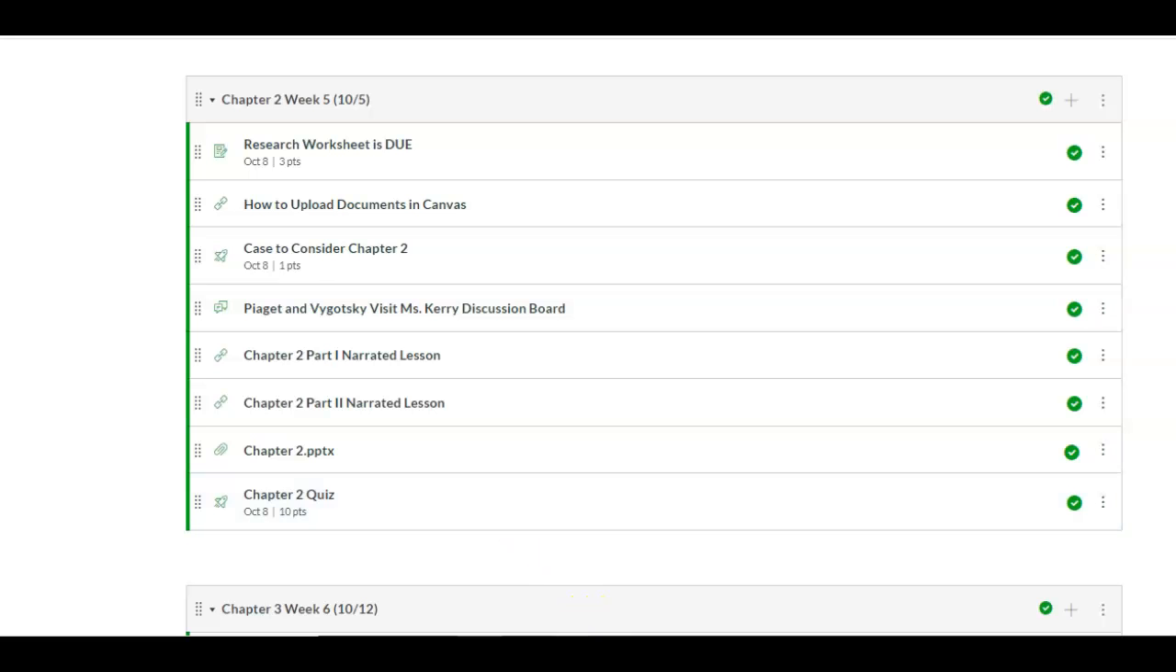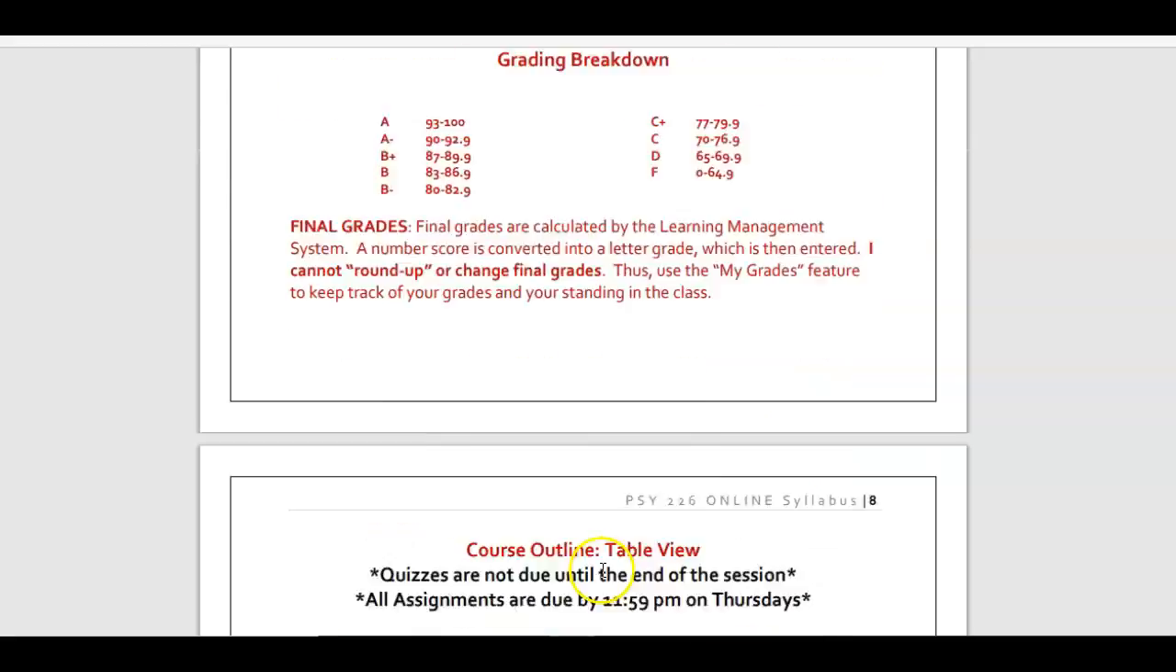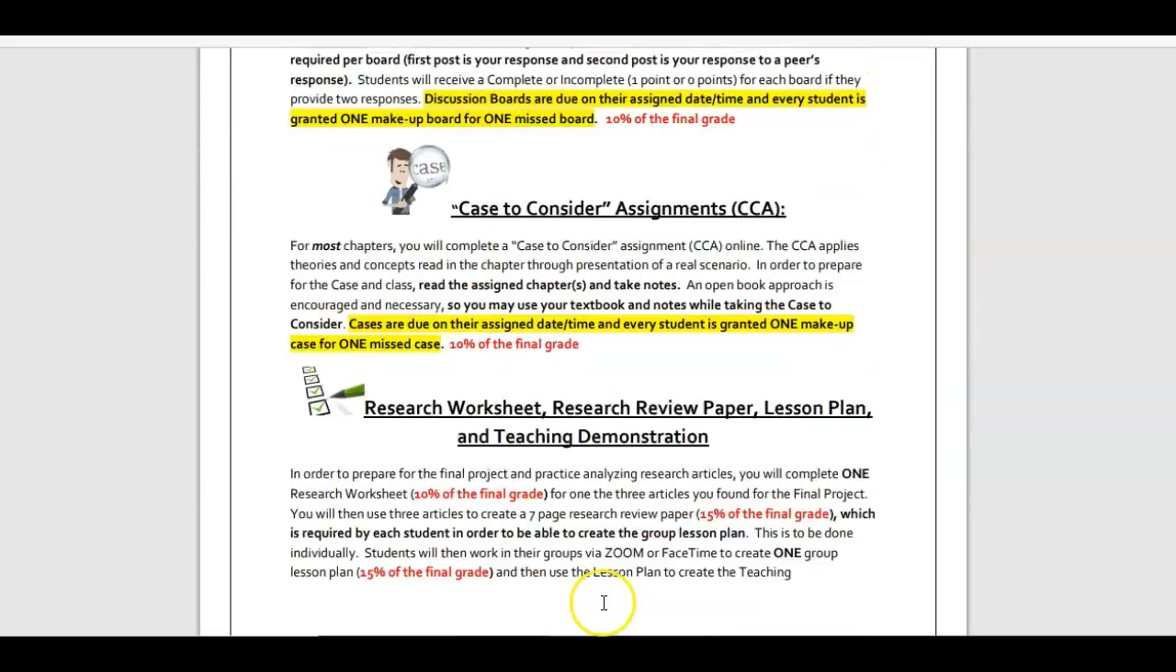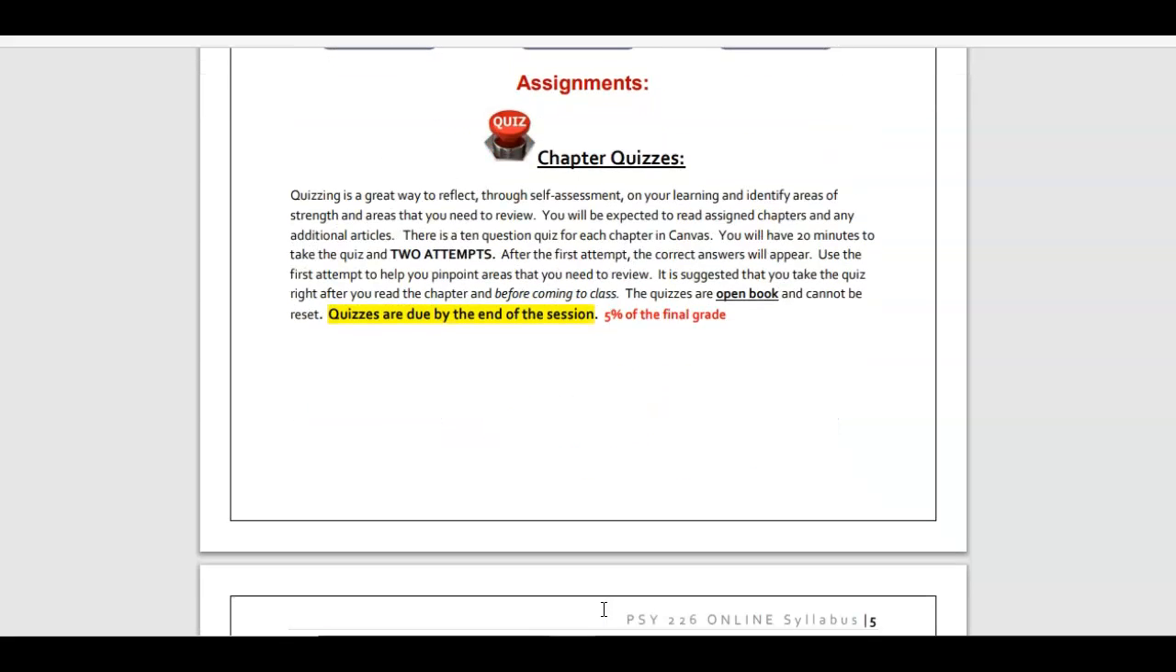All right, so let's now talk about those assignments and the resources that are available. So I'm going to go back into the syllabus and just briefly talk about the major assignments in this class. All right, so you've got quizzes that are going to be due at the end of the semester or the session. You can see that right here that's highlighted for you.